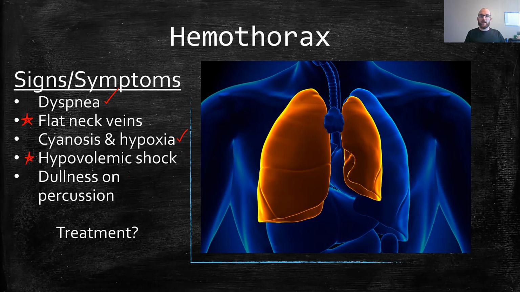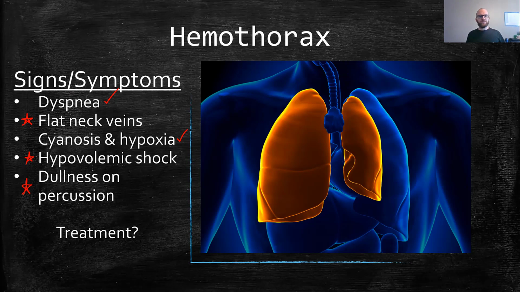Other hypovolemic hemorrhagic shock signs and symptoms: cool, pale, clammy skin, hypotension. All of those are potential ones. Breath sounds certainly have the potential to be diminished as well on the affected side. And then dullness on percussion is what we will see with the hemothorax, compared to the resonance or hyperresonance on percussion with a pneumothorax. We're going to talk about those here still in just a second.